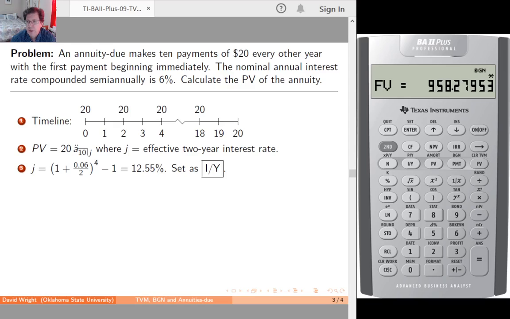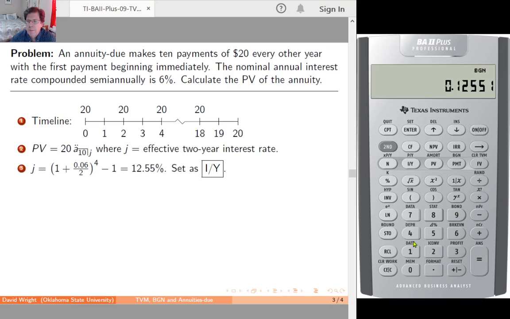So if I were doing this, I would go, let me go back out. Let me clear the TVM and clear that. And let's go to 1.03. So that, sorry, plus 1. 1.03 is the growth factor for a half year. Raise that to 4. And we get 1.12551. And to get the actual interest rate, we subtract 1.